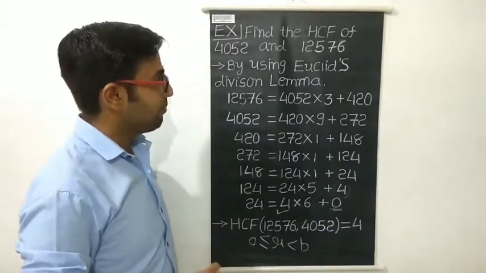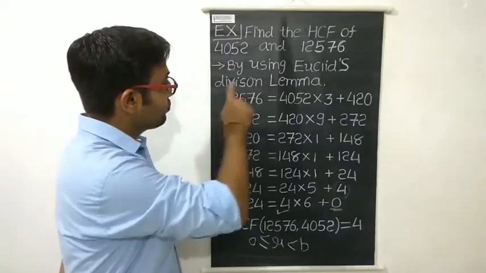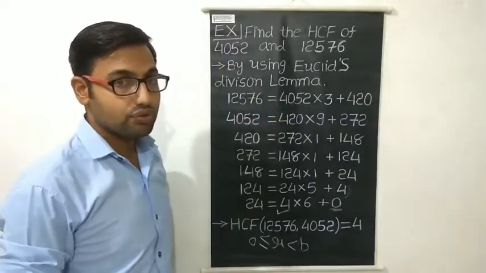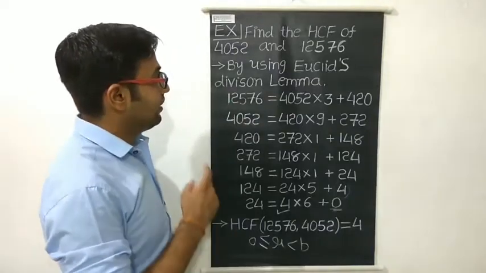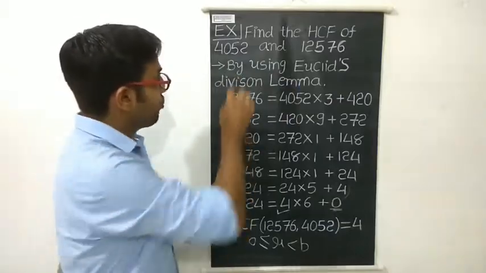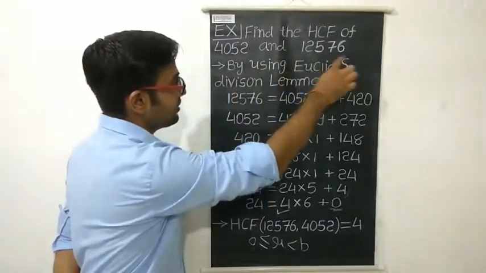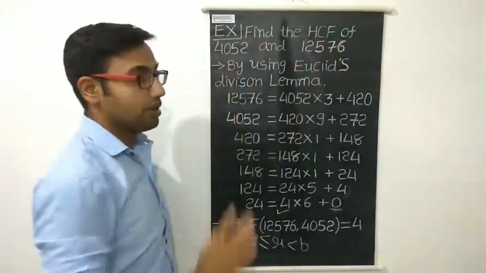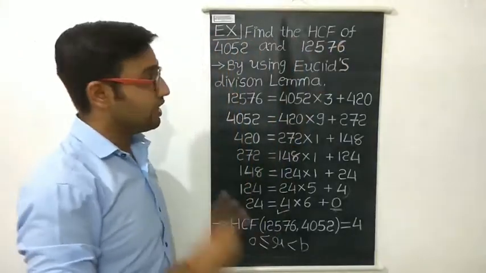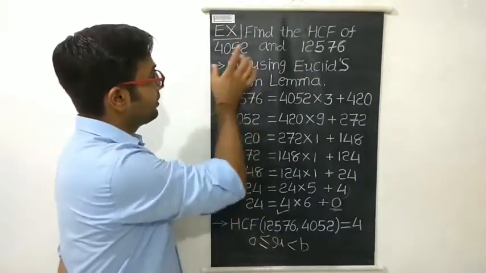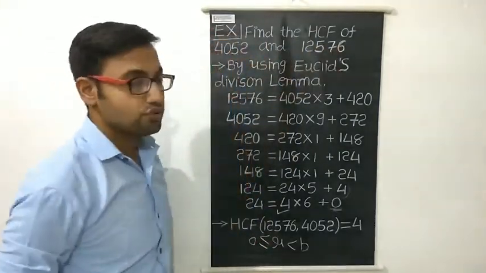Let us understand step by step how to use it. By using the Euclid's division lemma, one condition we have to consider is that out of the two numbers, we have to select the greater number. So out of these two numbers, the greater number is this. We have to divide this greater number by the smaller number. In every case, whenever we find the HCF, we have to divide the greater number by the smaller number.